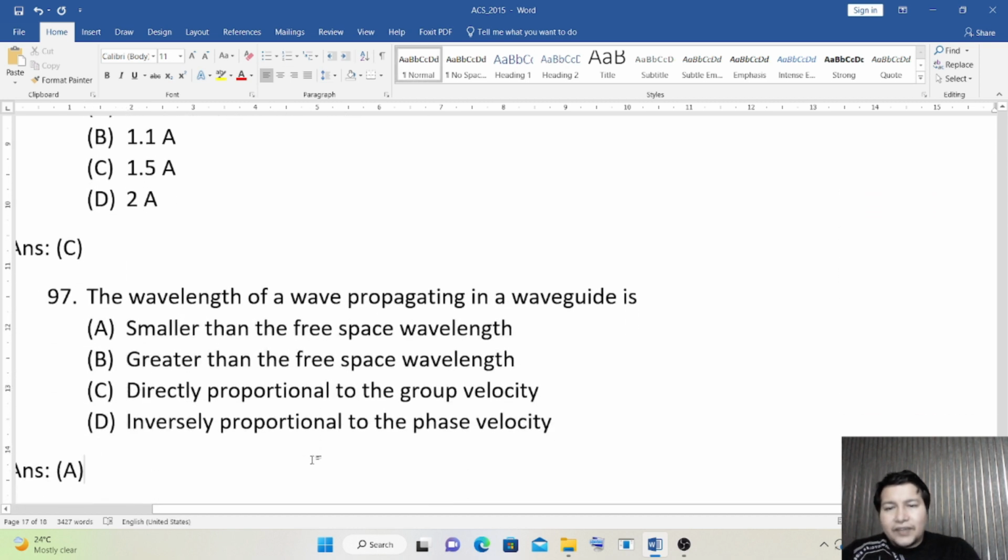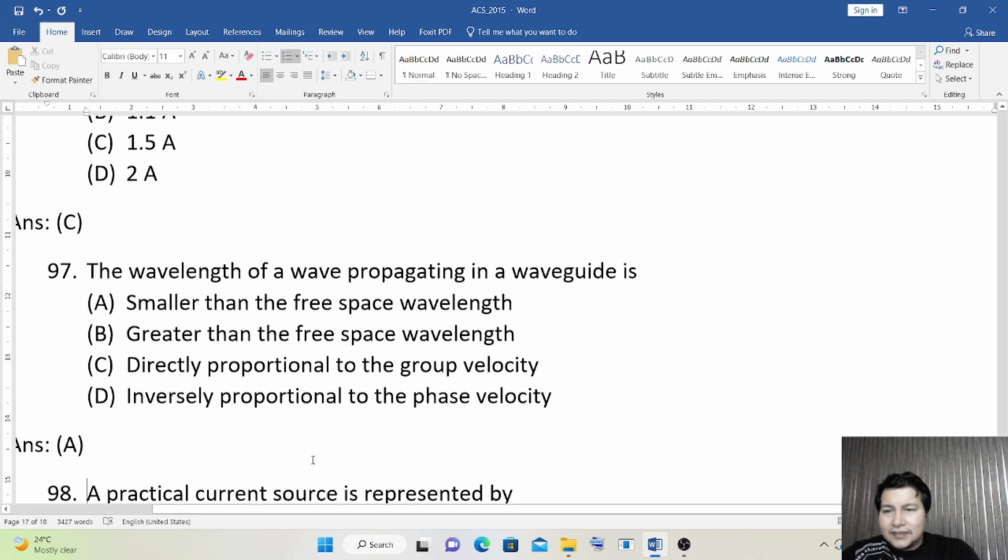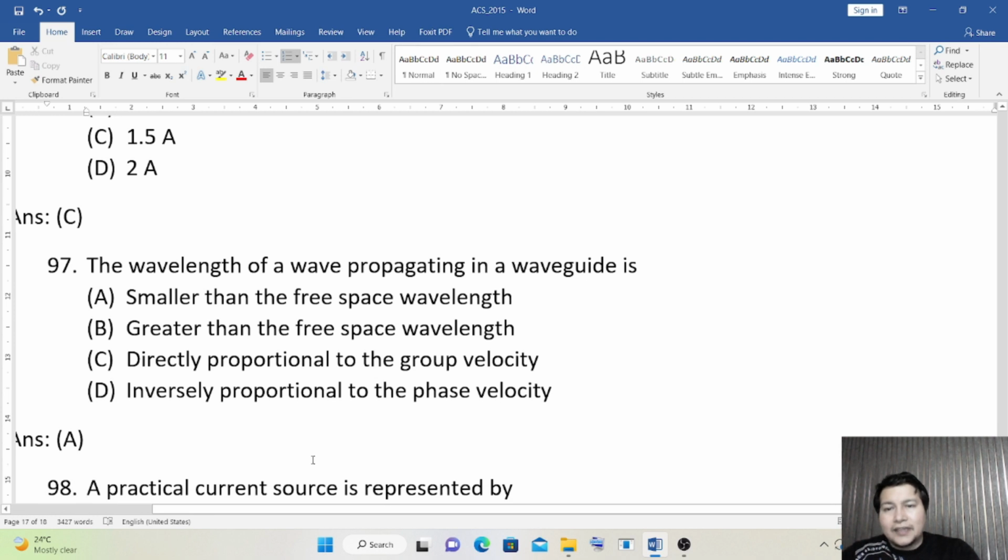The wavelength of a wave propagating in a waveguide is smaller than the free space wavelength, greater than the free space wavelength, directly proportional to the group velocity, inversely proportional to the phase velocity. I never do waveguide questions in the exam because I don't know them that well, so the correct answer will be smaller than the free space wavelength.